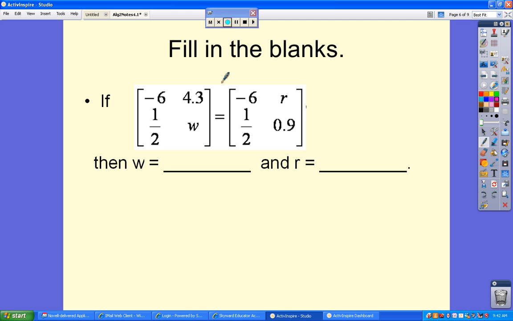Fill in the blanks. This equal sign is very powerful. When two matrices are equal, they're saying they're going to have the same dimensions. They're both 2 by 2, and that the elements have to be equal. So you notice -6 equals -6. 1/2 is 1/2. So what does R have to equal? 4.3. And what does W have to equal? 0.9. All because of that equal sign. They tell us each element will be equal.